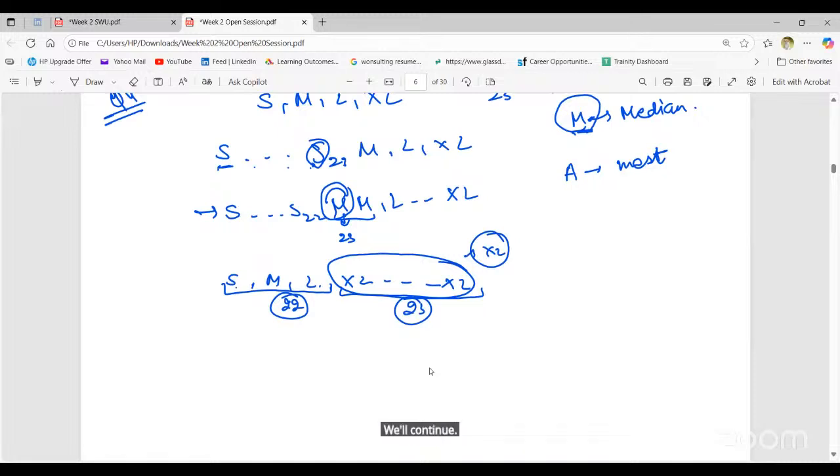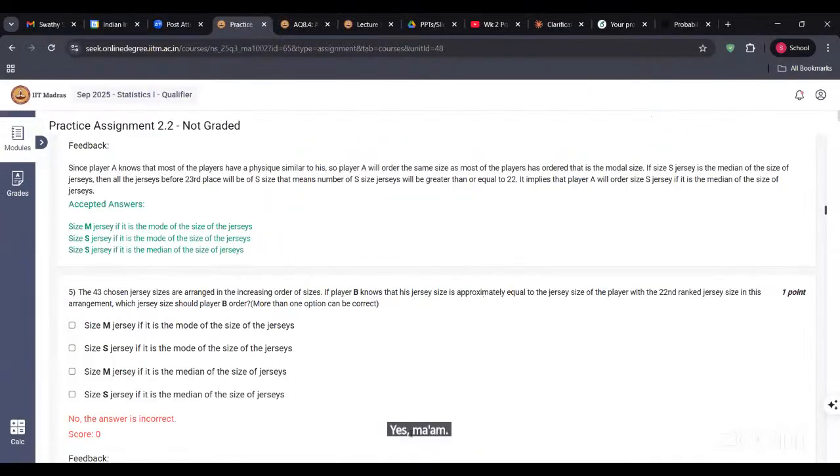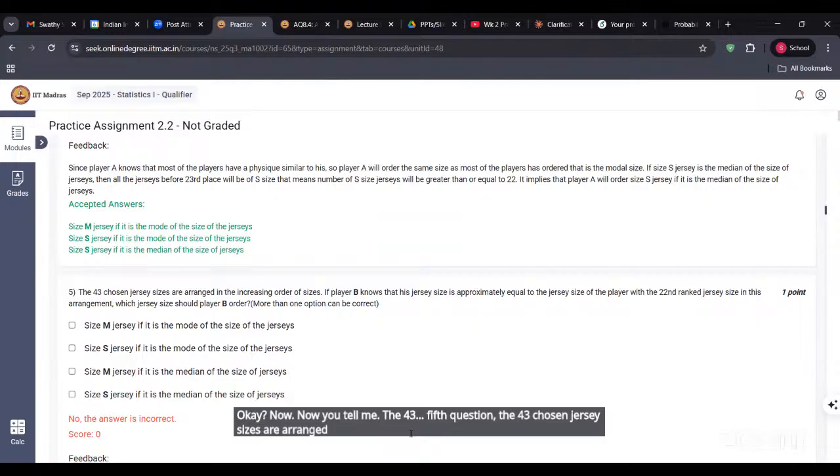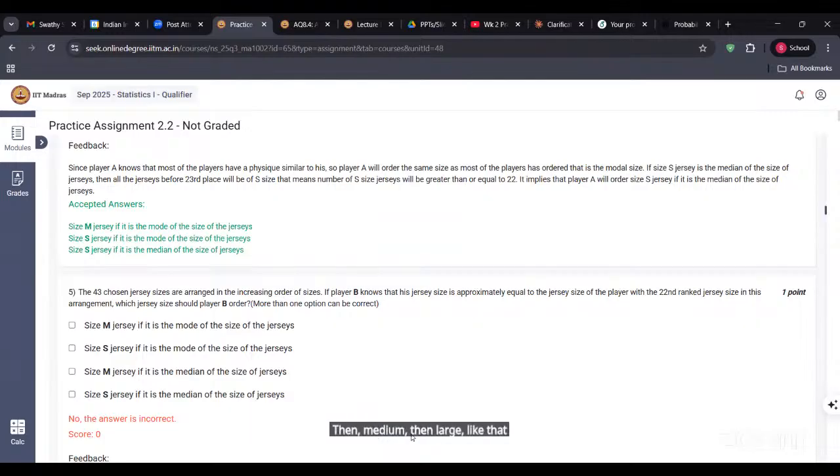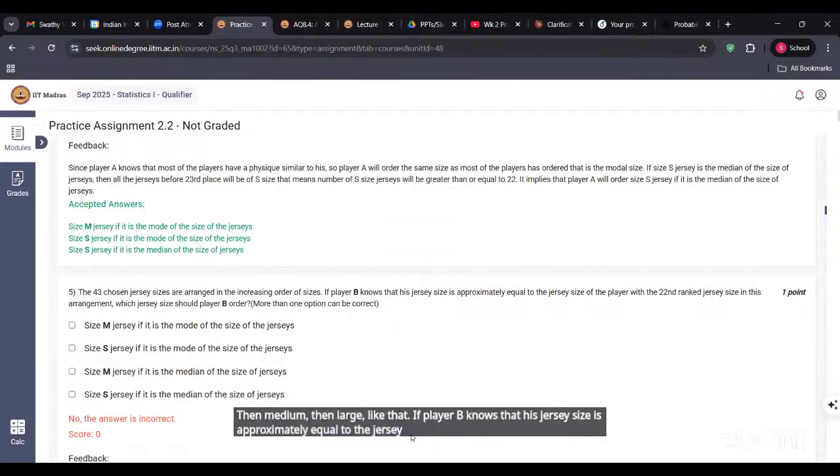So this question is clear. Question 4, yes, ma'am. Now you tell me the fifth question. The 43 chosen jersey sizes are arranged in increasing order of sizes. That means small, then medium, then large, like that. If player B knows that his jersey size is approximately equal to the jersey size of the player with the 22nd ranked jersey size, which jersey size should player B order?